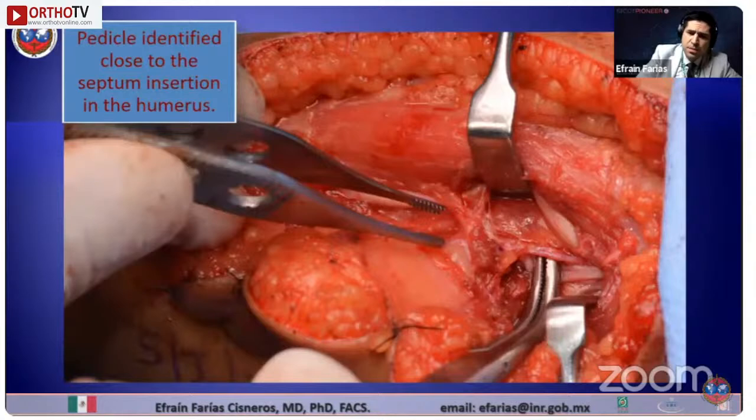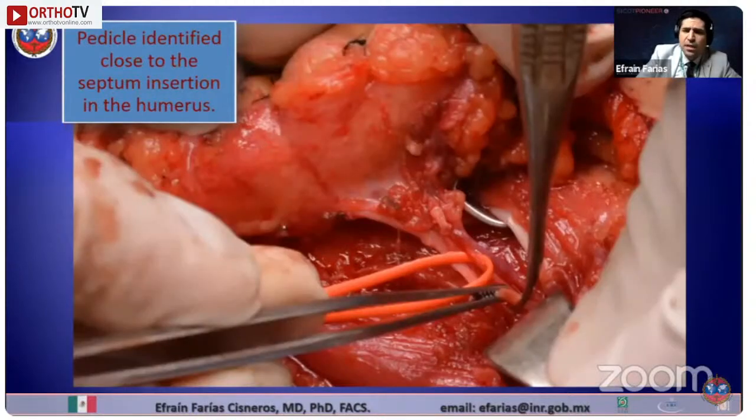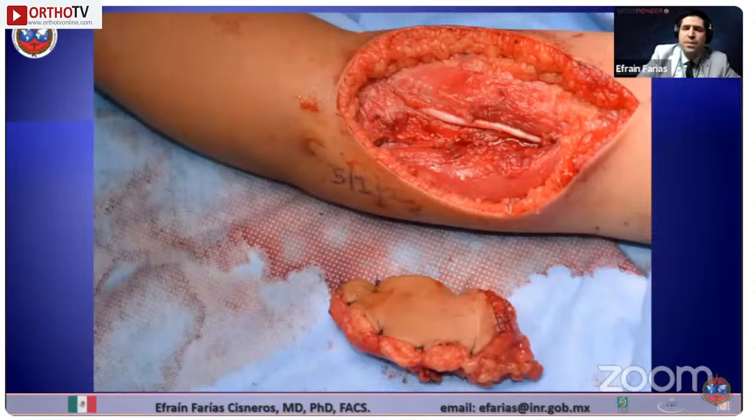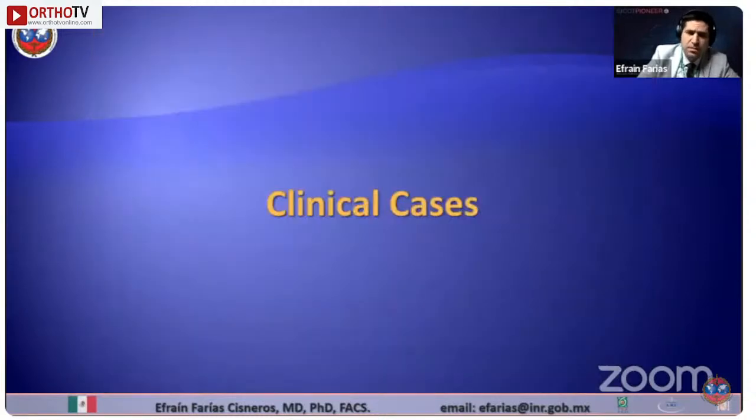Following the septum, the pedicle is identified close to the septum insertion in the humerus. Here we can see the neurovascular pedicle, with all the structures identified. The pedicle is then followed as proximal as needed, up to 8 centimeters long. Finally, the flap is harvested and the donor site is ready for closure. Most of the time, primary closure is possible.